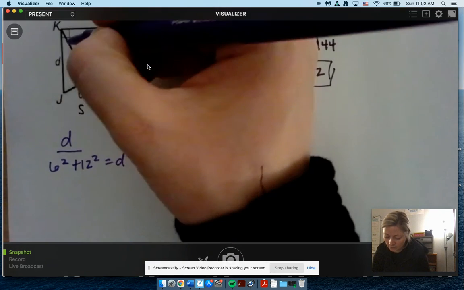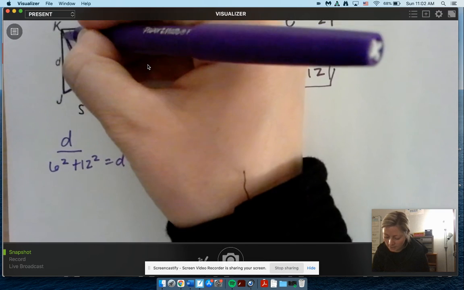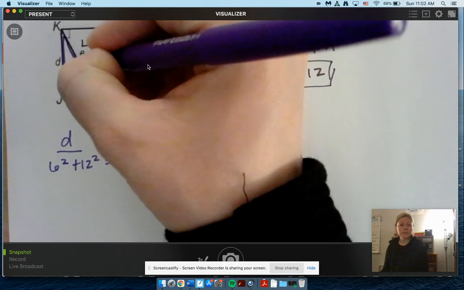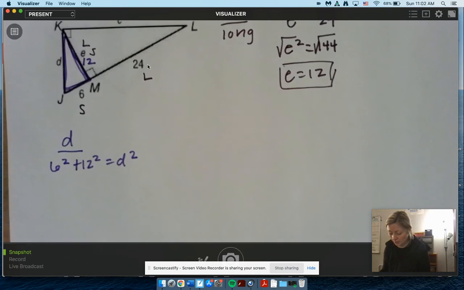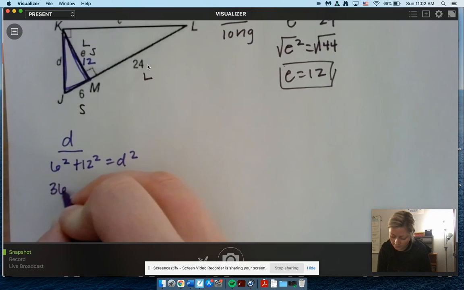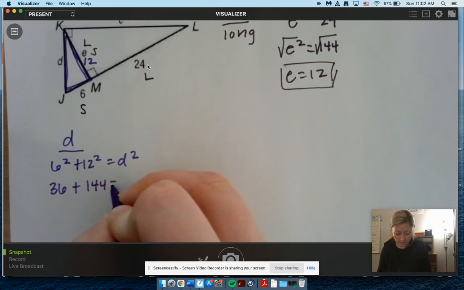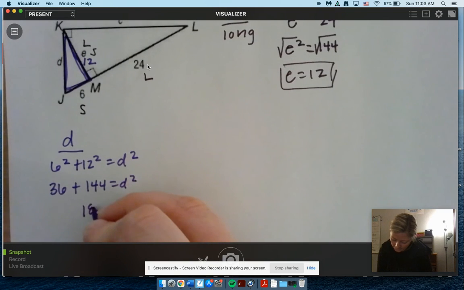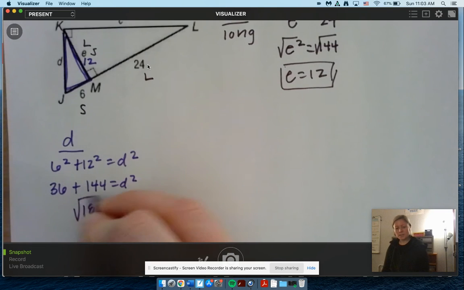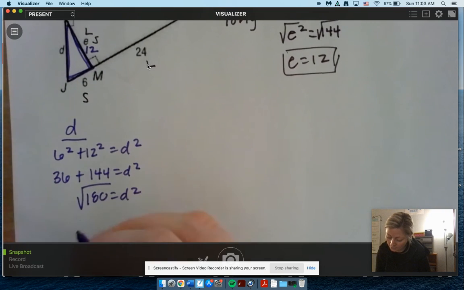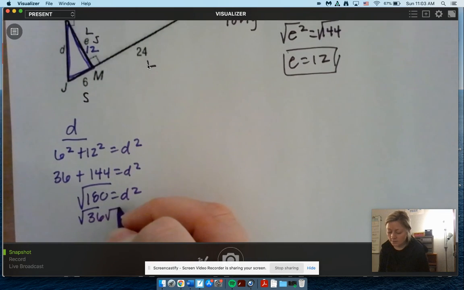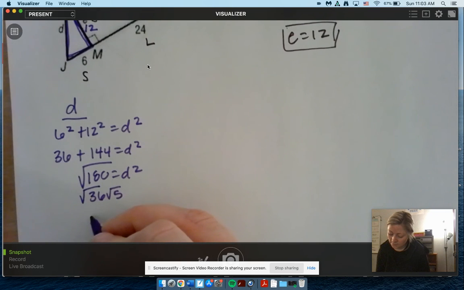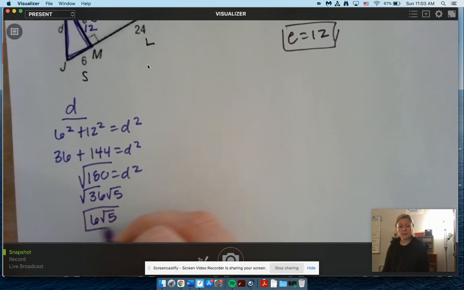Again, we just have a right triangle right here. We know 2 of our sides, so it makes more sense to do the Pythagorean theorem because it's easier, right? We already know how to do that. So 6 times 6 is 36. 12 squared is 144 equals D squared. 36 plus 144 is 180 equals D squared. And luckily for us, we just simplified the square root of 180 in that previous example. We know that 36 goes in there 5 times, which just ends up being 6 root 5. There we are. That's D.